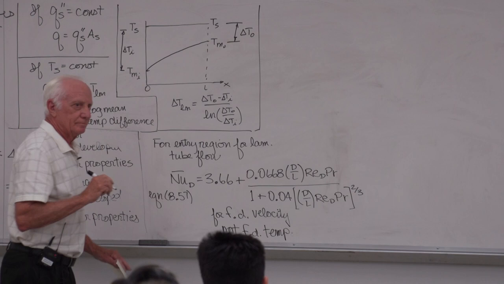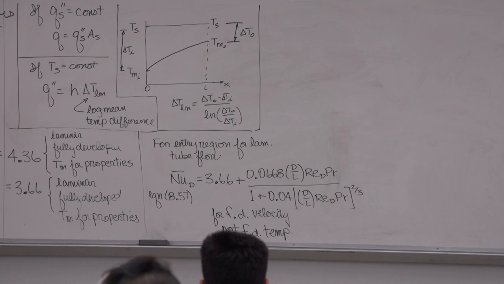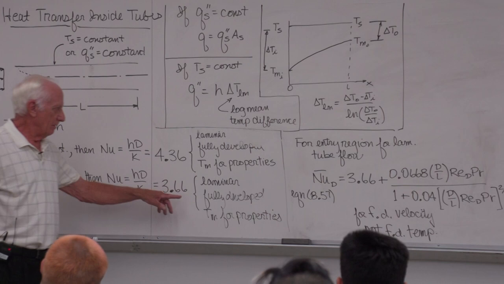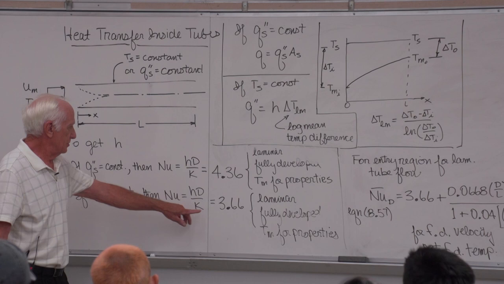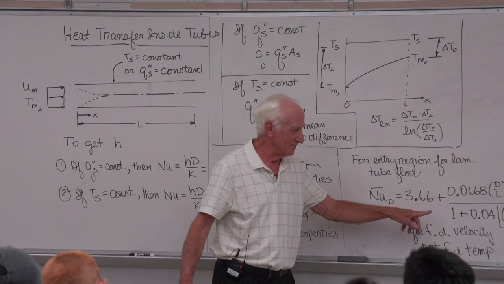So we're going to talk about when do we know if it's fully developed or not in just a minute. But for right now, that equation is only good if the velocity profiles can be assumed to be fully developed, but the temperature profiles are not fully developed. Go back over here for these two simple equations. They both are fully developed, both velocity and temperature. You can see the similarity. Here's 3.66. Here's 3.66 plus like a correction factor. So that's what it is, 3.66 plus some kind of correction factor of sorts.